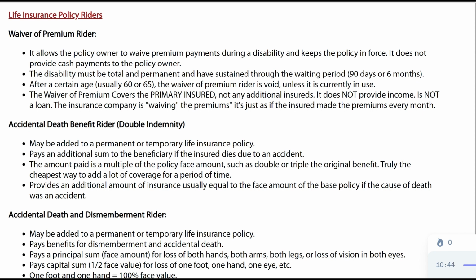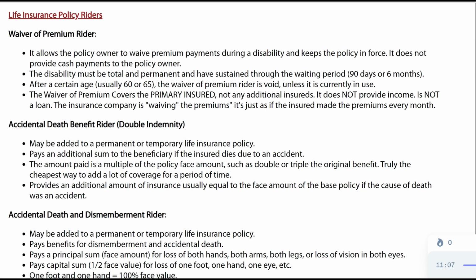It does not provide income, is not a loan. The insurance company is waiving the premiums. It's just as if the insured made the premiums every month. Accidental death benefit rider, double indemnity, may be added to a permanent or temporary life insurance policy. Pays an additional sum to the beneficiary if the insured dies due to an accident. The amount paid is a multiple of the policy face amount, such as double or triple the original benefit. Truly the cheapest way to add a lot of coverage for a period of time.